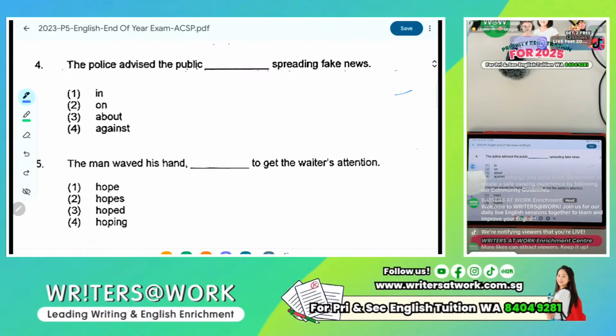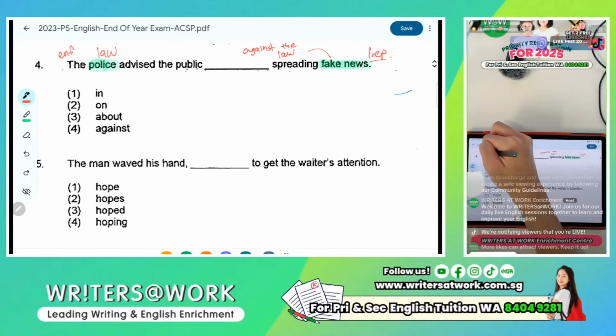Question 4. The police advised the public dash spreading fake news. So over here, we are interested in prepositions. Looking at our keywords. Police. So we are looking at the law. Next, we have fake news. This is usually against the law. Okay.